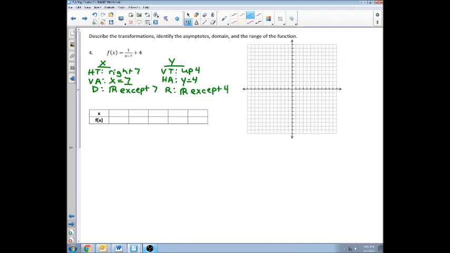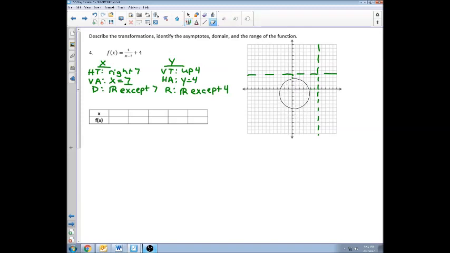Let's go ahead and plot our vertical asymptote and our horizontal asymptote. So our vertical asymptote goes to 7. X equals 7. 1, 2, 3, 4, 5, 6, 7. Vertical dashed line at 7. Our horizontal asymptote goes to 4. 1, 2, 3, 4. Horizontal asymptote there. So we're good with our asymptotes at this point.